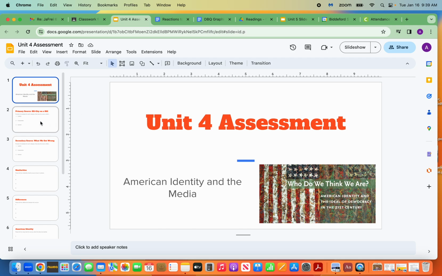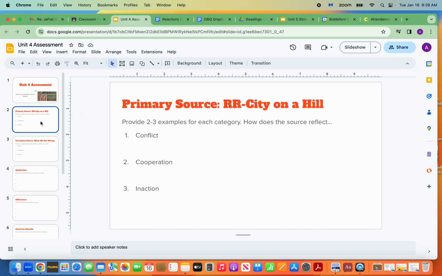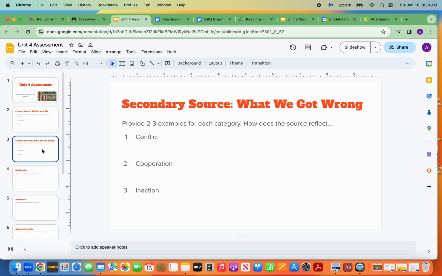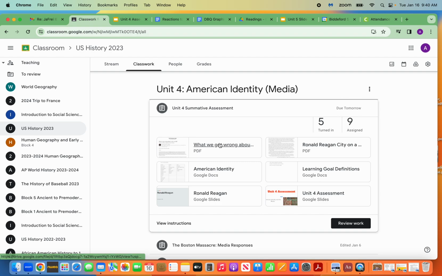Here you are being asked to look at two different sources. One is called City on a Hill from Ronald Reagan, and the other one is What We Got Wrong. So if you go back to these documents, you have two PDFs here at the top, Ronald Reagan's City on a Hill and What We Got Wrong. This one is a primary source, this one is a secondary source.